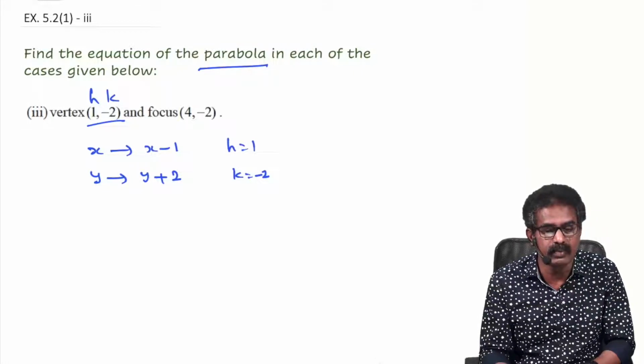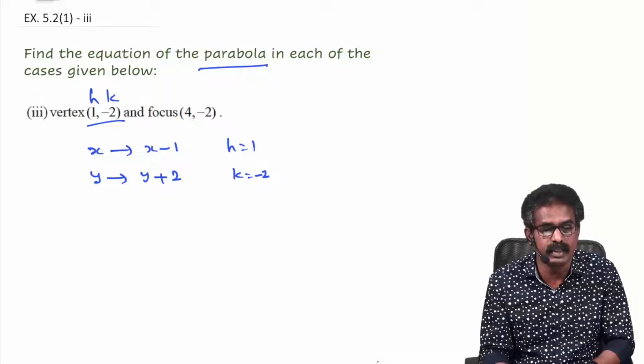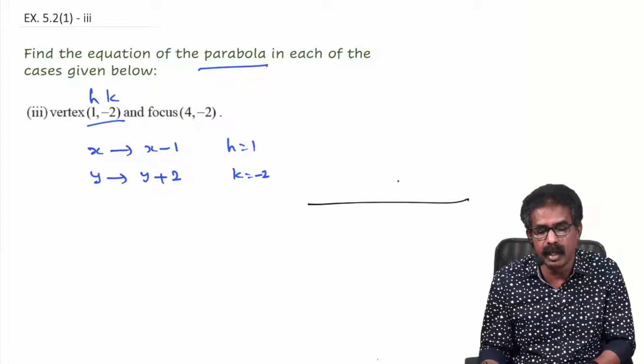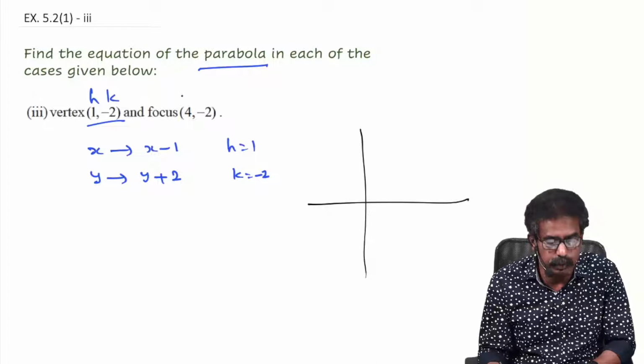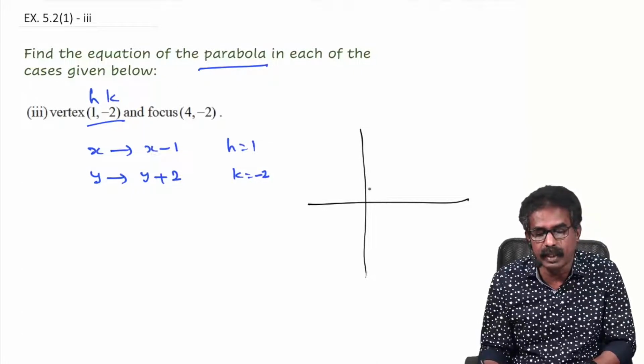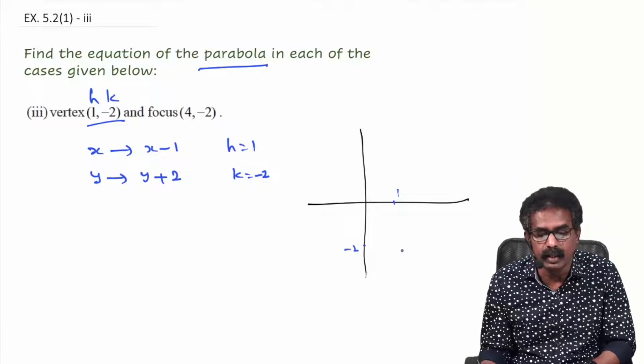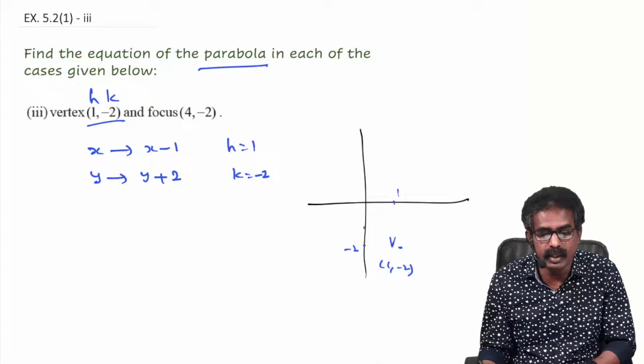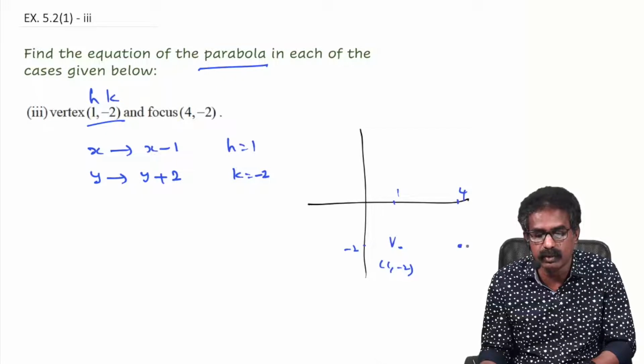Focus they have given, right? Focus is given, vertex is given. So which type you have to identify? So we draw a rough diagram. You plot these points. What are the points given here? You see vertex is 1 comma minus 2. No need to take exact measure and all. 1 comma minus 2. Okay. So this is vertex 1 minus 2. Then what else is given? Focus is 4 comma minus 2. 4 minus 2, same thing, right? So this is focus 4 comma minus 2.